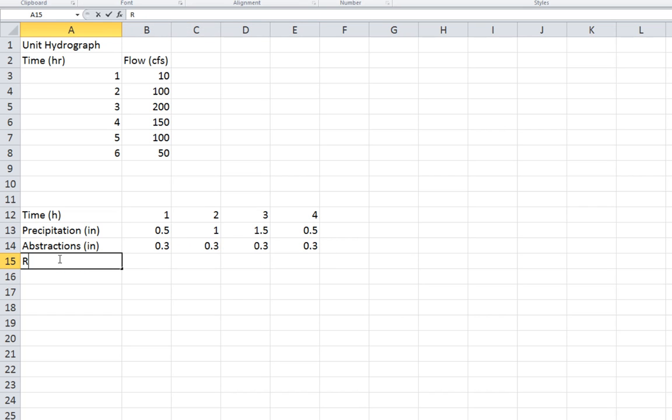And so then rainfall excess is simply going to be the difference between the two. I think I must have typed that in wrong. So it is, there we go, that's making more sense. So this is how much rainfall is actually available to work its way towards the outlet. And the unit hydrograph is how much runoff there was due to 1 inch of rainfall excess.